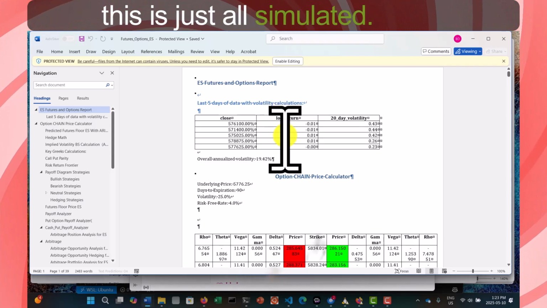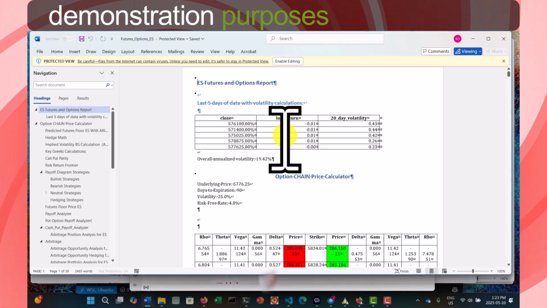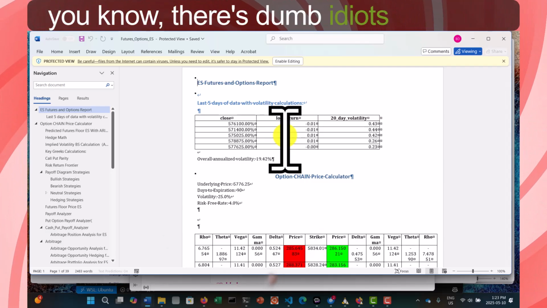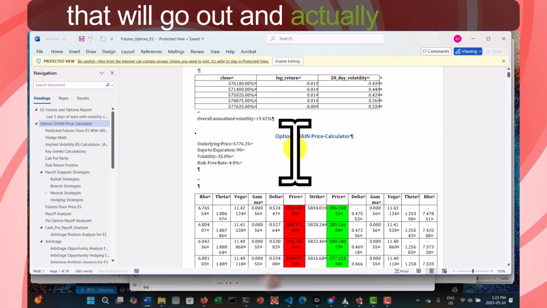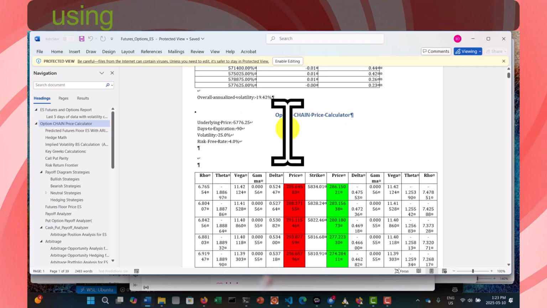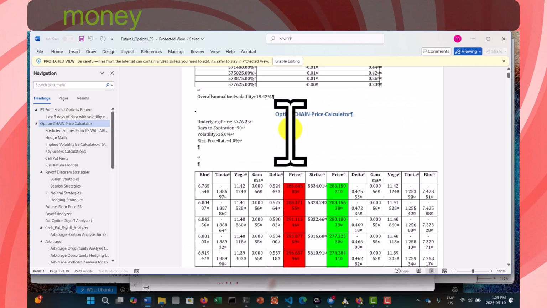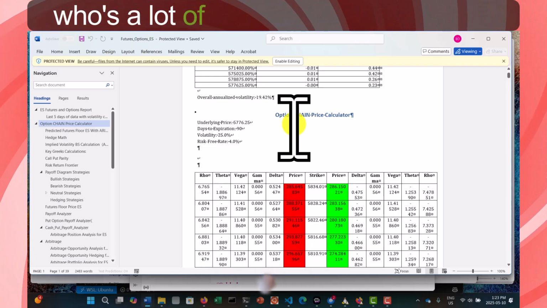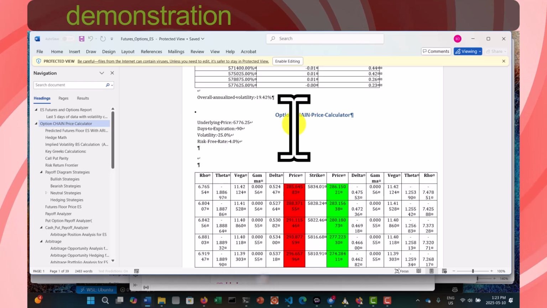Again, this is just all simulated data, all for demonstration purposes, not for people to go out and actually trade using this as an idea. You'd lose a ton of money on this. All the things that this generates will tell you to be very careful. You can lose a lot of money. So this is for demonstration purposes only.